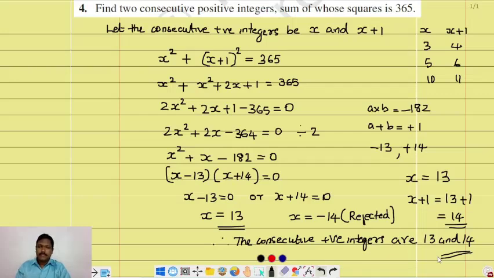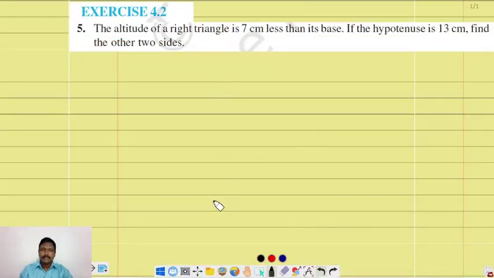Okay, children. So let us move to the next question. Question number 5. The altitude of a right triangle is 7 centimeters less than its base. If the hypotenuse is 13 centimeters, find the other two sides. Okay, so there is a right angled triangle, so we can draw a right angled triangle.